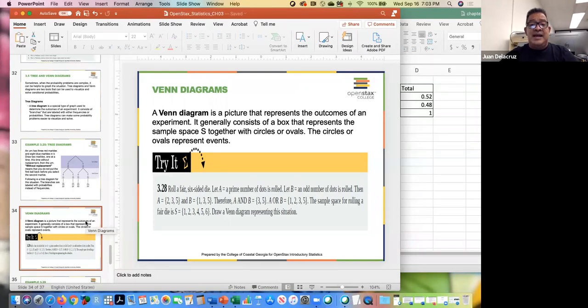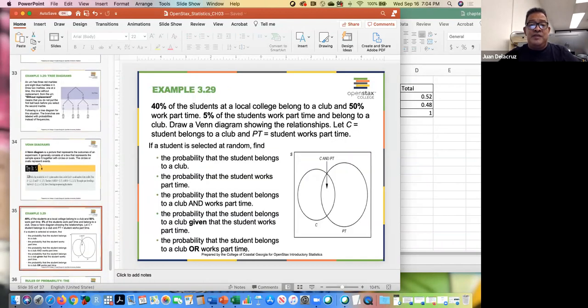Also we can use Venn diagrams. A Venn diagram is a picture that represents the outcome of an experiment, and it generally consists of a box that represents the sample space S together with circles or ovals. The circles or ovals represent the events.